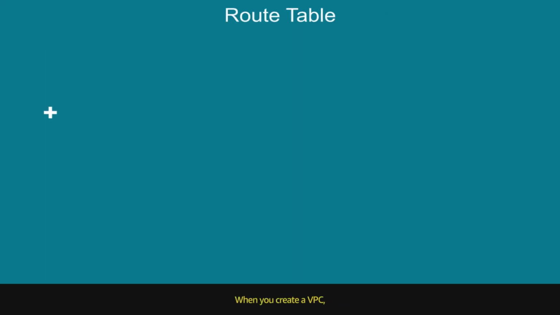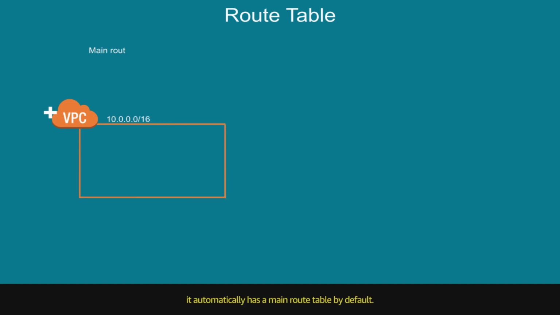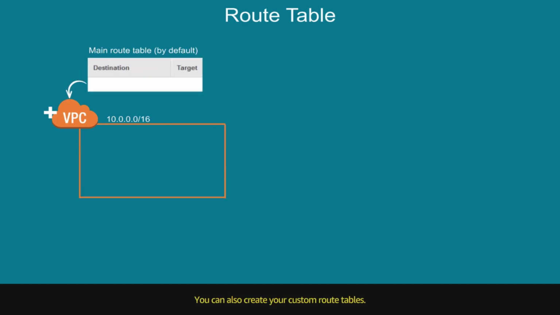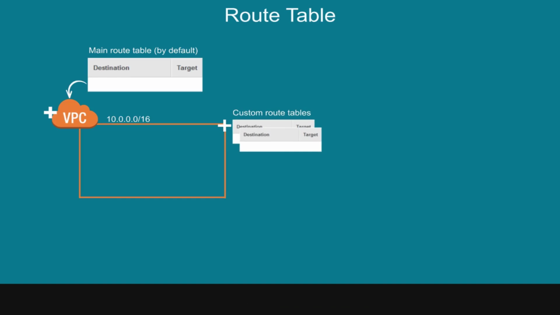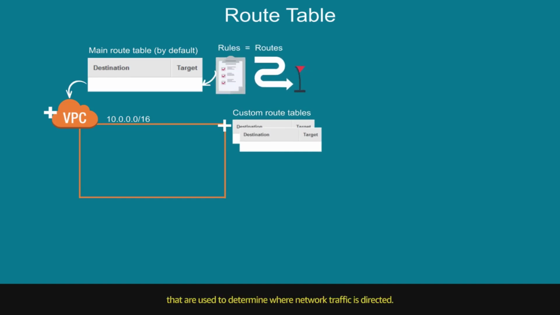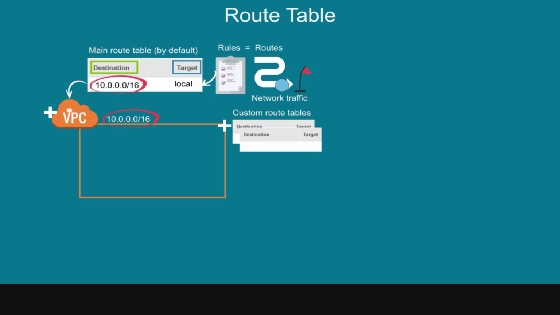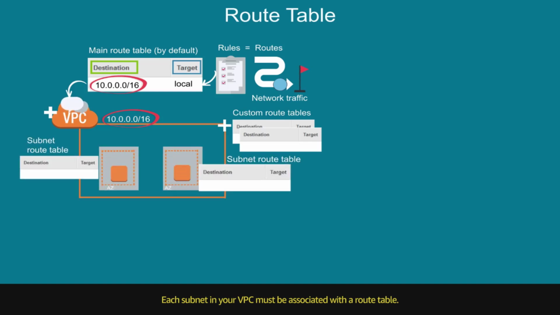When you create a VPC, it automatically has a main route table by default. You can also create your custom route tables. A route table contains a set of rules, called routes, that are used to determine where network traffic is directed. Each route in a table specifies a destination and a target. This main route table shows a local route that enables communication for all resources within this VPC. Each subnet in your VPC must be associated with a route table.